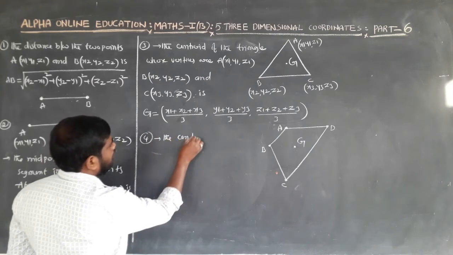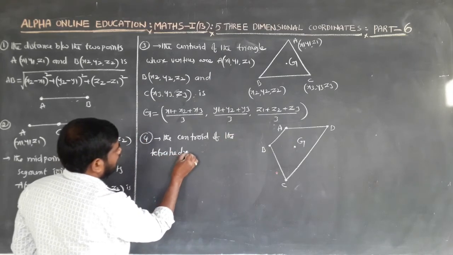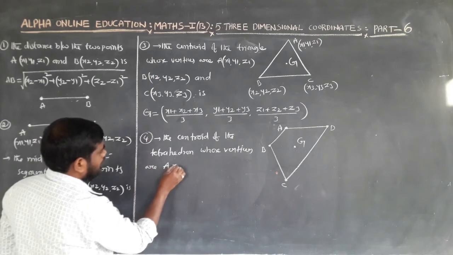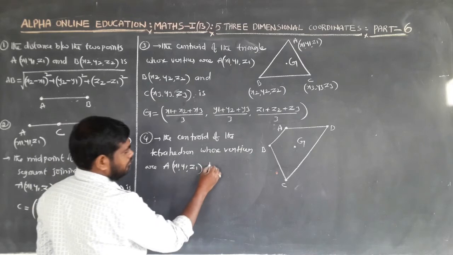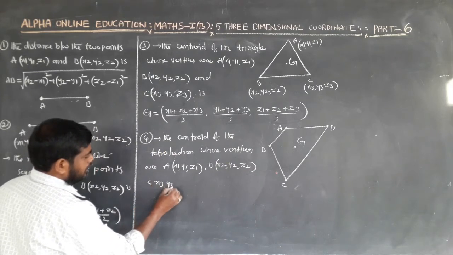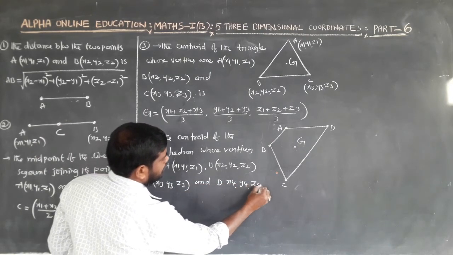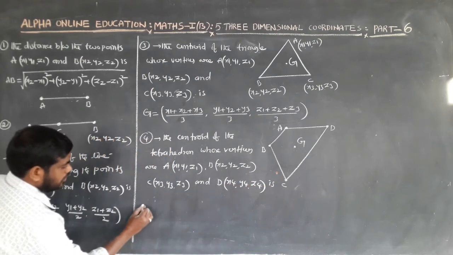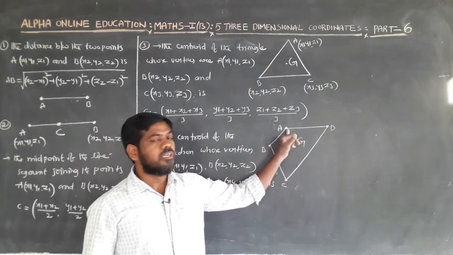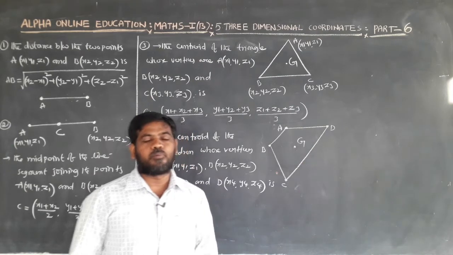The centroid of the tetrahedron whose vertices are A x1 comma y1 comma z1, B x2 comma y2 comma z2, C x3 comma y3 comma z3, and D x4 comma y4 comma z4 is the centroid of the tetrahedron whose vertices are A x1 y1 z1, B x2 y2 z2, C x3 y3 z3, and D x4 y4 z4.